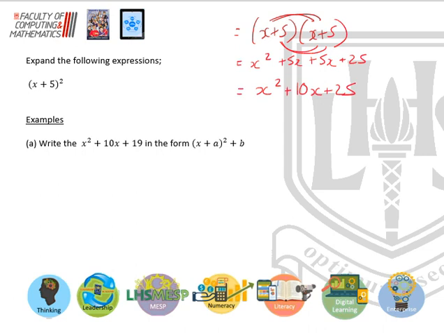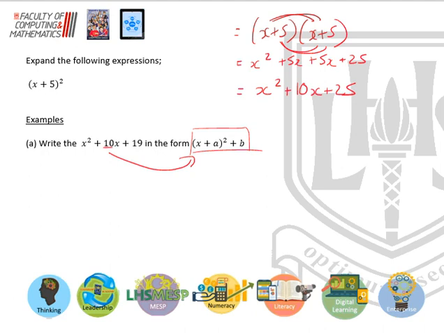Now, when we're writing x squared plus 10x plus 19, we want to write it in this form, which is called completing the square. For the vast majority of the time, the SQA will ask you it like I've asked you that question. Now, you won't have it yet, but in terms of identifying turning points of graphs or maximum and minimum values of expressions, this skill is really useful.